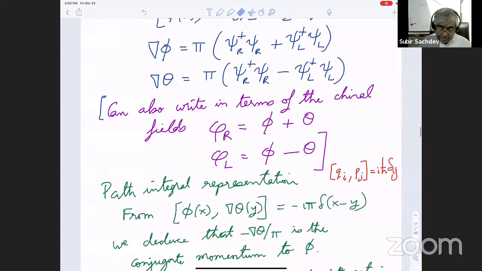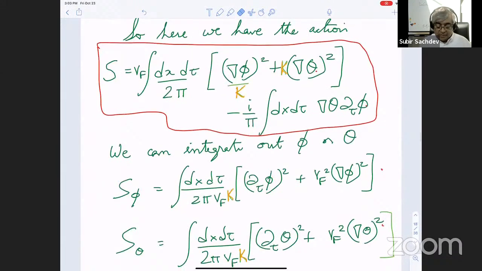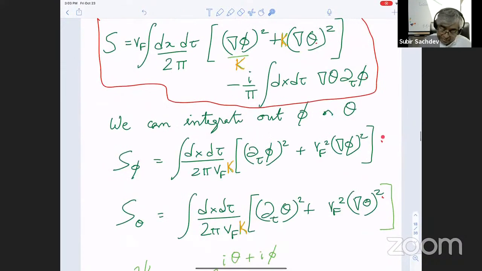Then in the path integral representation, you can write the strange commutation relation by this extra Berry phase type term in the action. And once you put that extra term, you can integrate out either theta or phi and get a familiar theory for phi or theta, which is just a relativistic theory of a massless scalar field.